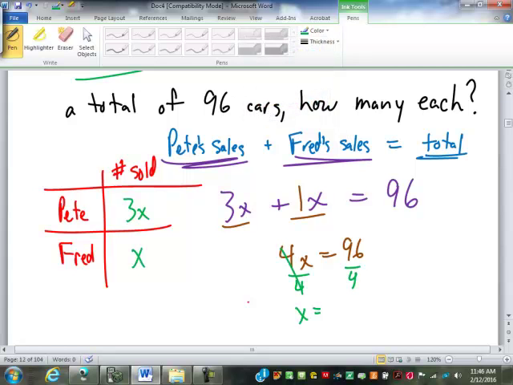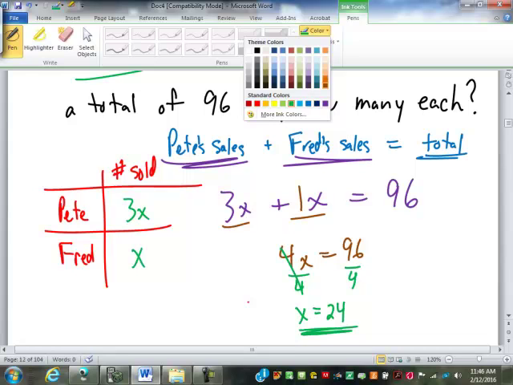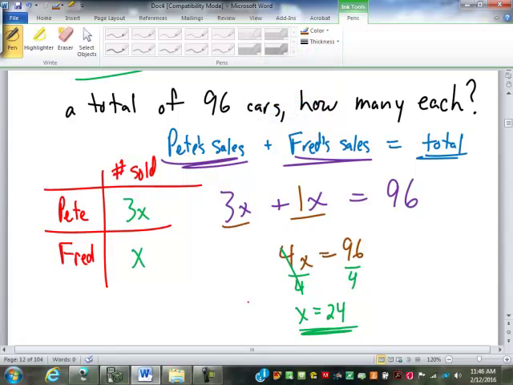X equals 24. Once again, we have to go back and make sure we answer our question. X equals 24, and X represents the number that Fred sold. Fred sold 24 cars. We also have to answer how many Pete sold, which is 3X. So 3 times 24, or 72 cars for Pete.